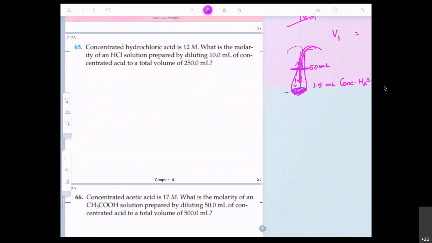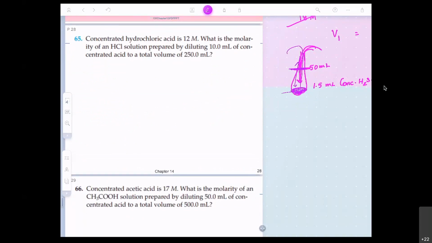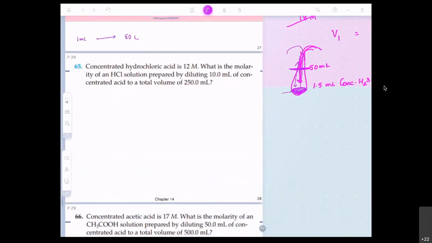Okay, let me try another problem with you and I'll give the last one for you to work through. Concentrated hydrochloric acid is 12 molar. So one side I'm going to say is concentrated. You don't have to write it, you can just remember it. I do a lot of things for teaching purposes. The other side is dilute. Concentrated can be M2, V2. It doesn't matter.